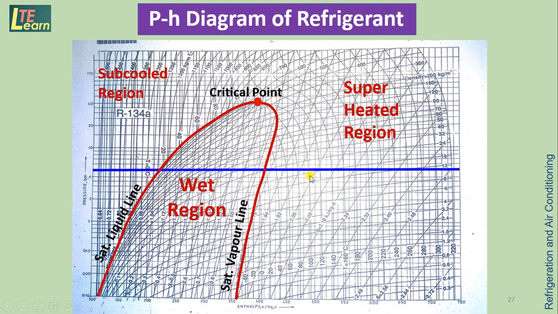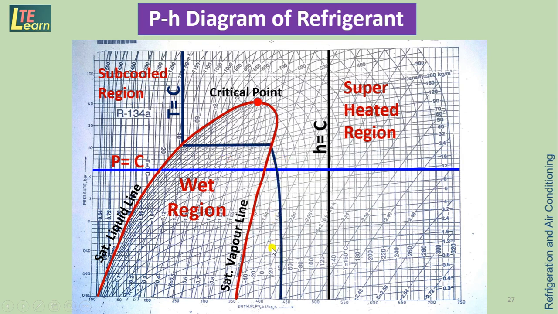One of the lines is the pressure line, that is the horizontal line, constant pressure. The vertical line represents enthalpy, that is constant enthalpy. This is a temperature line which is vertical in the subcooled region. In the wet region it becomes horizontal, and in the superheated region this line falls in a downward direction in a curved manner.